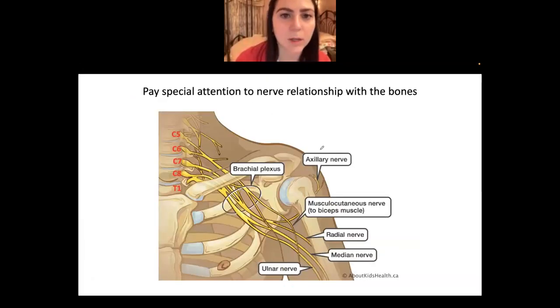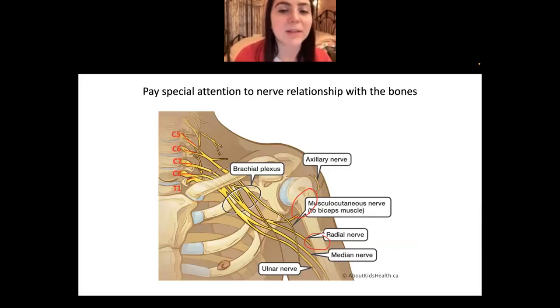Okay. All right. And then my last piece of advice before we dive into each individual nerve is to pay special attention to the nerve relationship with the bones. What I mean by that is what we talked about. So here would be the roots coming out of the spinal cord, and then they turn into, I already forget the names, the trunks, the divisions, the cords, and then the terminal branches. But you can see here the axillary nerve wraps behind the top part of the humerus. The radial nerve's here in the middle. This will all come up in terms of injuries.